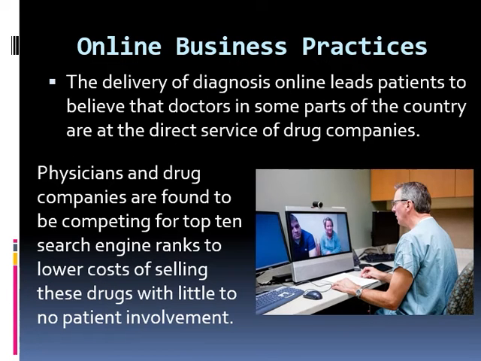The delivery of diagnosis online leads patients to believe that doctors in some parts of the country are at the direct service of drug companies. Finding a diagnosis as convenient as finding a drug still has patient rights on it. Physicians and drug companies are found to be competing for top 10 search engine ranks to lower costs of selling these drugs with little to no patient involvement.